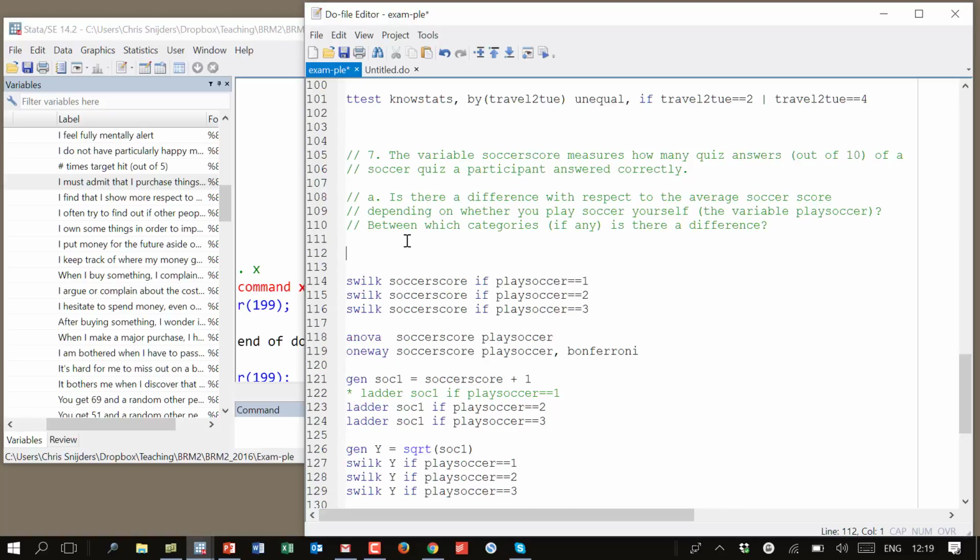Okay, then I'm looking for a transformation that works across all groups. Square root is the only one that gives values above 0.05 in all 2 groups that I can test. I double check with the swilk command that indeed across all the 3 groups we now have normality. The answer is no, because in the second group it's not working.